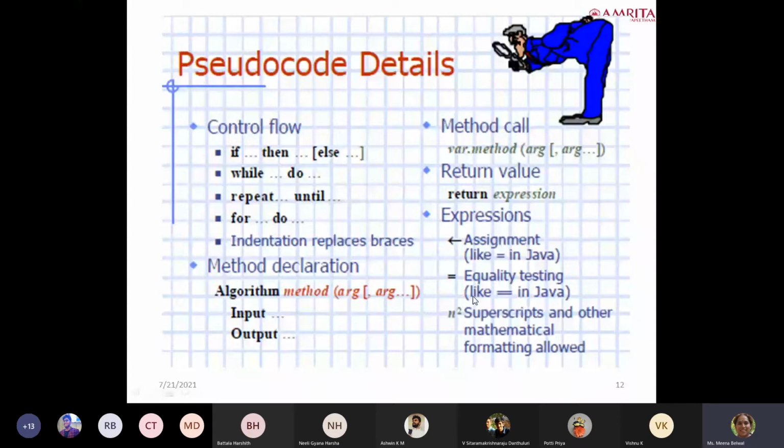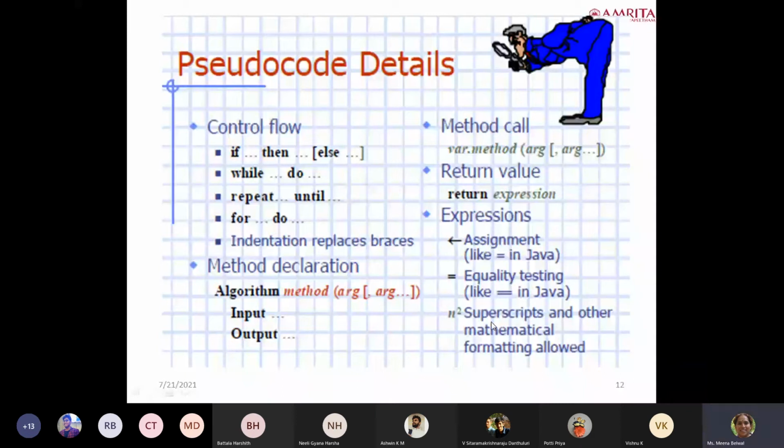Okay, and superscripts and other mathematical formats are allowed. So when we write an algorithm or a pseudocode, we can write n square or something, it is allowed. n square, n cube, n to the power of something is allowed when we write the pseudocode.